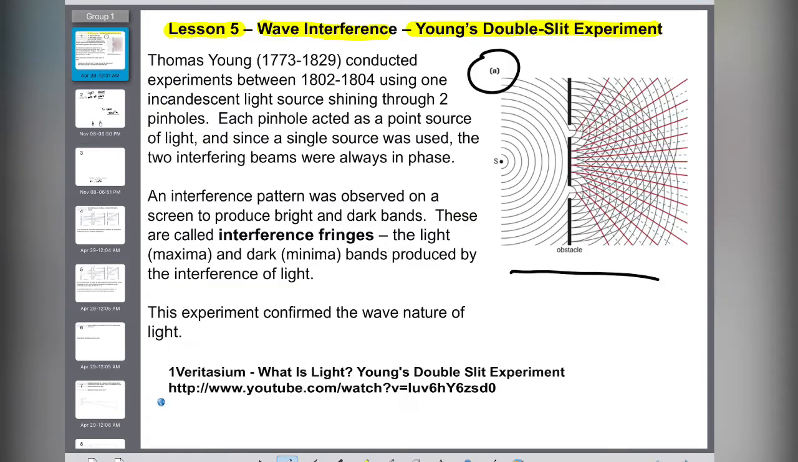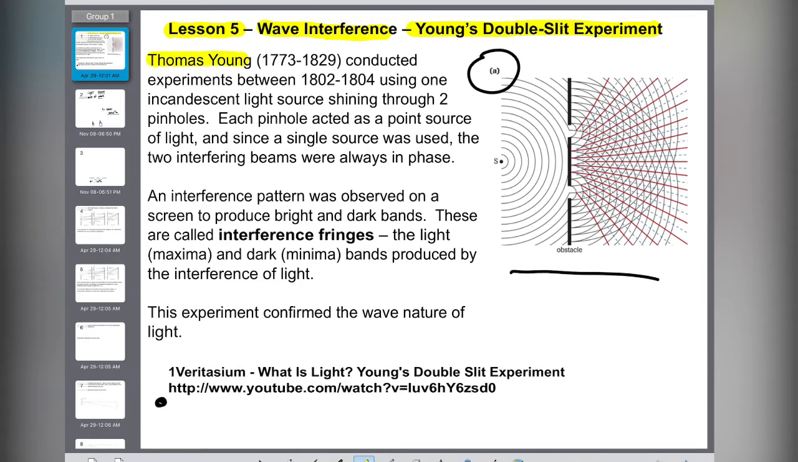So what I wanted you to do is make sure that you watch this video I posted in the classroom. This guy carried around this box, did the Young Double Slit experiment, walked around, and explained it. Okay, so let's read through this.